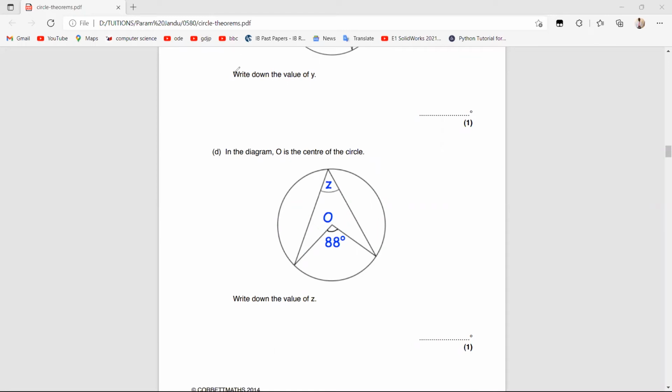So that means angle Z is actually 88 divided by 2, or half of 88. So that will make 44 degrees. So angle Z up there is 44 degrees. Okay, let's get another question.